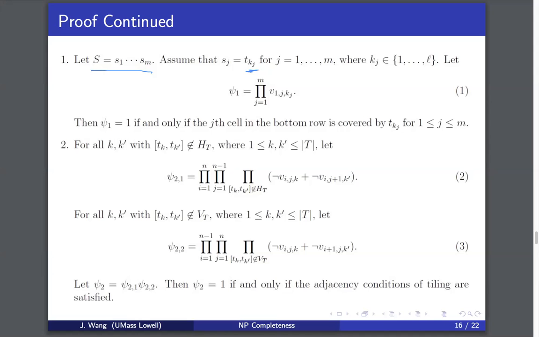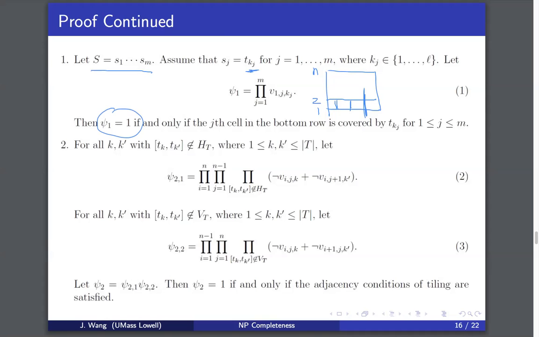So what we are going to say here is that those tiles are numbered from 1. So this is the bottom, let's say my index is like this, the bottom one, and this is N. Then this tile 1,1 will be tiled by T_k1, this is T_k2, and so on up to here. So that is psi 1. And psi 1 is equal to 1 if and only if the j-th cell in the bottom row is covered by T_kj. So that represents the initial sequence of tiles. And so this is psi 1.